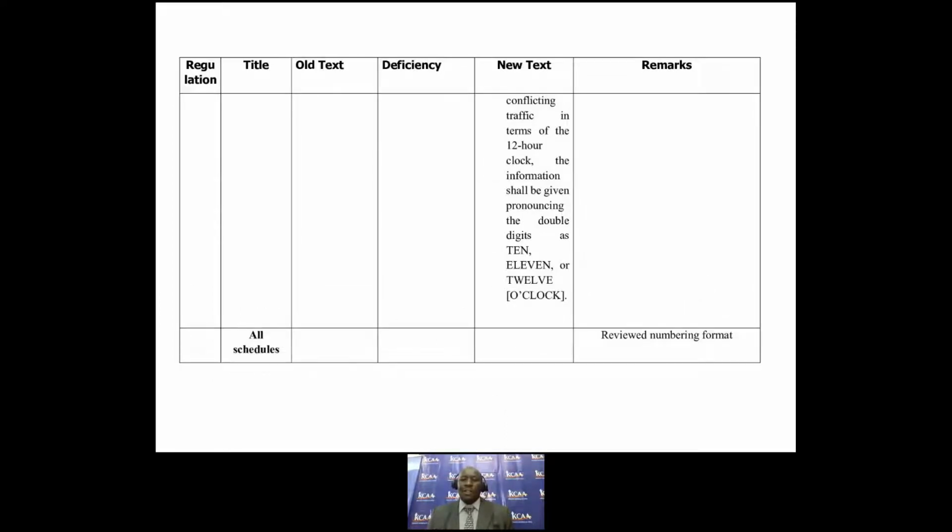And then in the fifth schedule, there's a new provision which has been included in paragraph 2, subparagraph 11: when providing information regarding relative bearing to an object or to conflicting traffic in terms of the 12-hour clock, the information shall be given by pronouncing the double digits as 10, 11, 12, etc. o'clock. As a result, we have reviewed the introduction of some of the new regulations, the numbering of the regulations, and also the numbering of some of the paragraphs within the schedules.